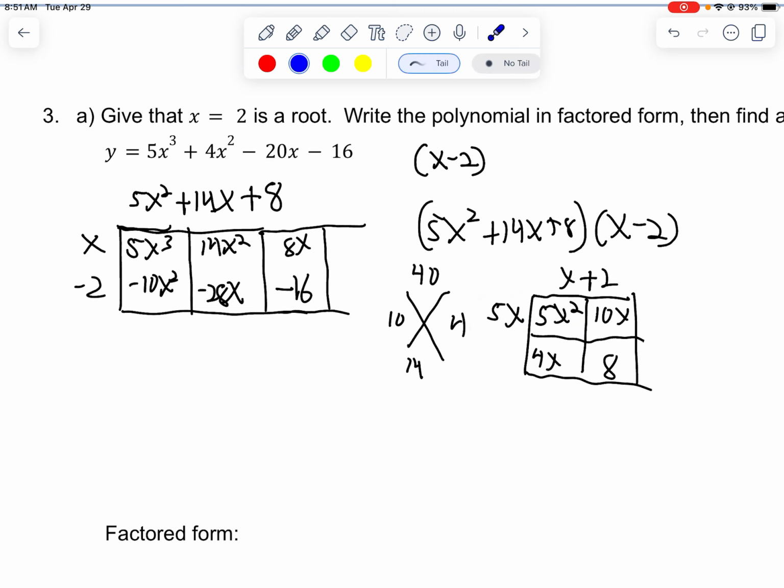And you check real quick. You just look at 5x times 2 is 10x. And then what do we have to multiply x by to give us 4x? And you'll say 4.